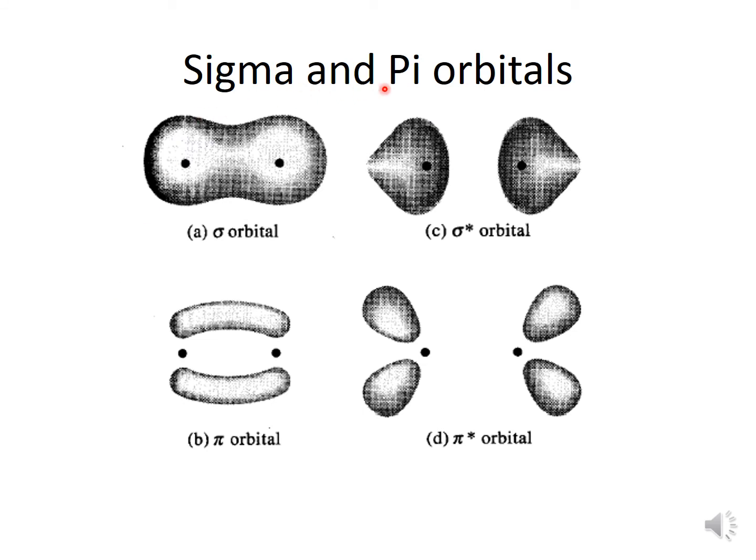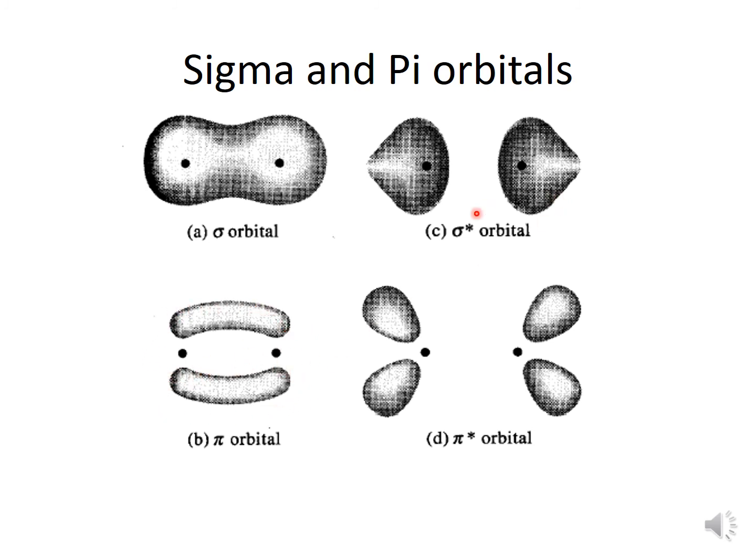So for you to understand the sigma and pi orbitals, these are the orbitals. For the sigma orbital, you can see that the electron is delocalized in this area. And for B, this is the pi orbital. The electron is here, and this is the orbital that exists for the pi orbital.